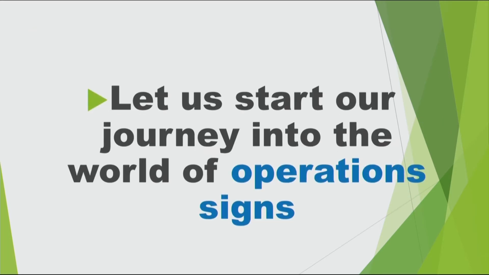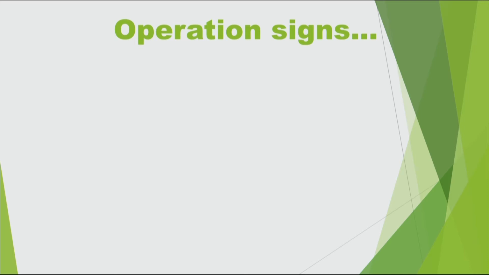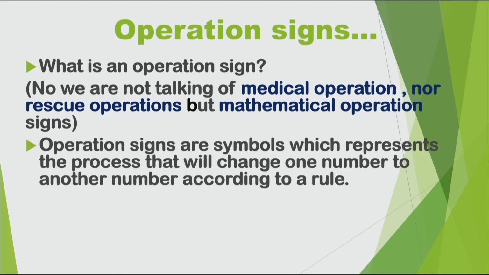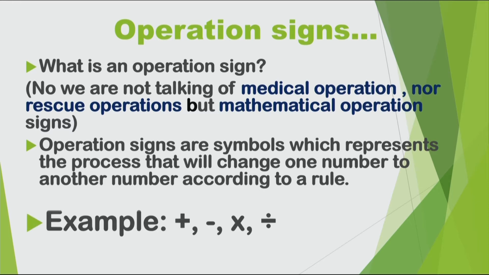So let us start our journey into the world of operation signs. What are operation signs? Or what is an operation sign? We are not talking about medical operation. We are not talking about rescue operations, but we are talking about mathematical operation signs. Operation signs are symbols which represent the process that will change one number to another number according to a rule. Example, those ones down here. You've got the addition, the subtraction, the multiplication, and the division signs.